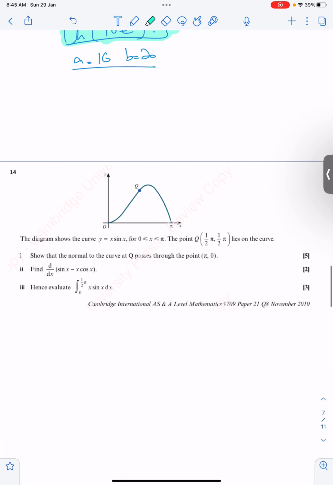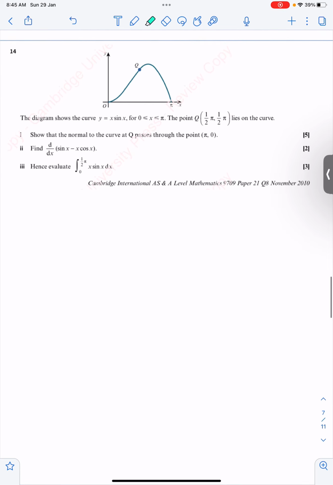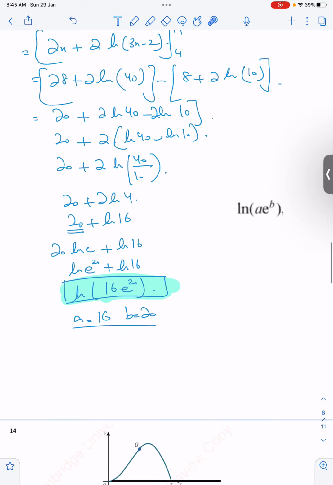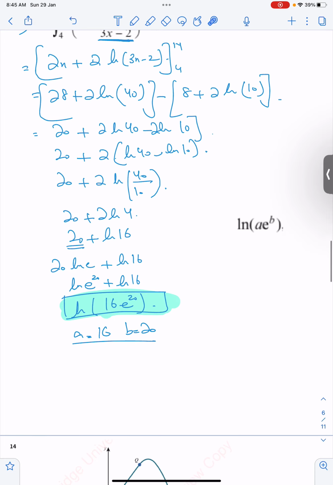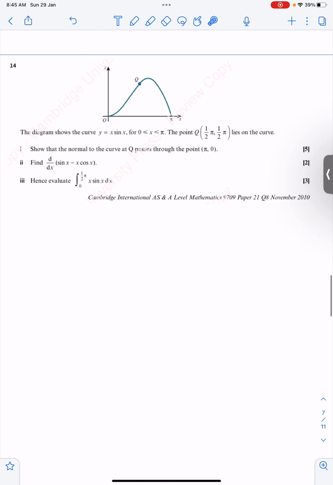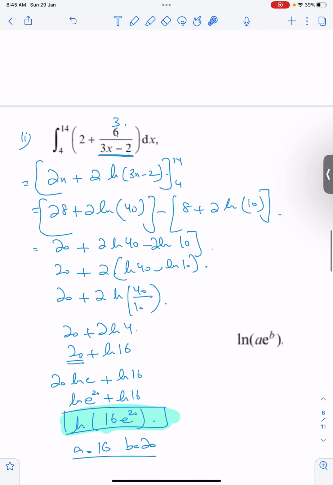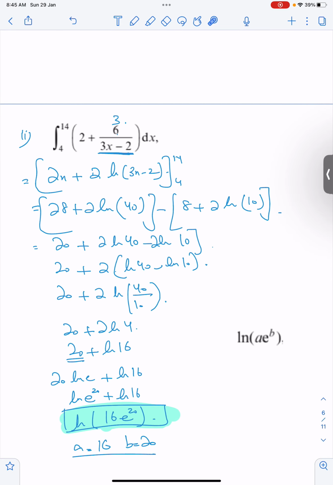The next question, number 14 now. The diagram shows the curve y equals x sine x. Let's just wind this up and we'll do this question once we do integration by parts. So let's wind this up. Thanks a lot for watching the video.